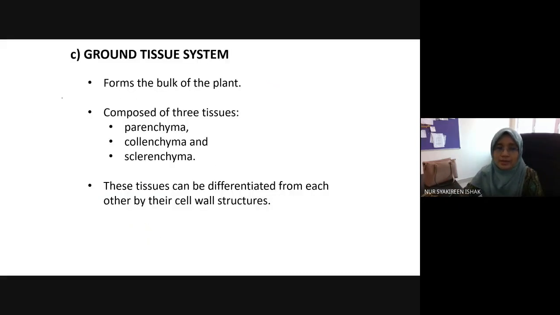And then the last one is ground tissue system. It forms the bulk of the plant. Bulk tu kawasan yang paling banyak lah, bulk, okay. And then composed of three tissues, you have the parenchyma, collenchyma and sclerenchyma, okay. So this tissue can be differentiated from each other by the cell wall structure lah.